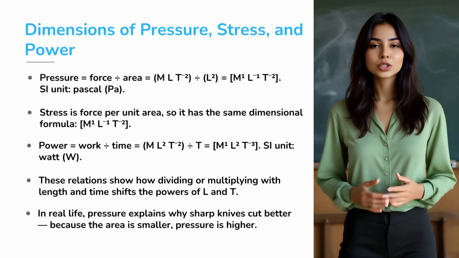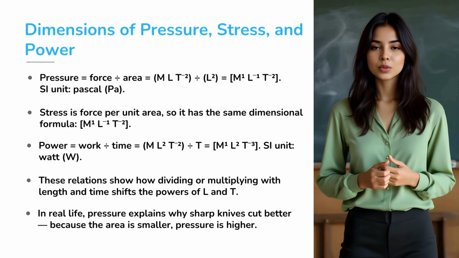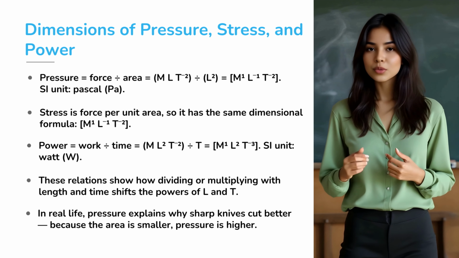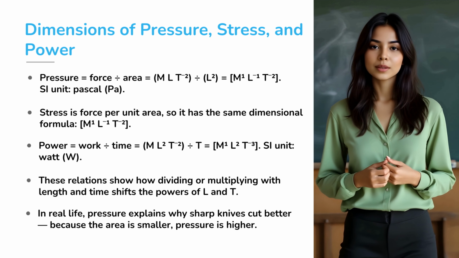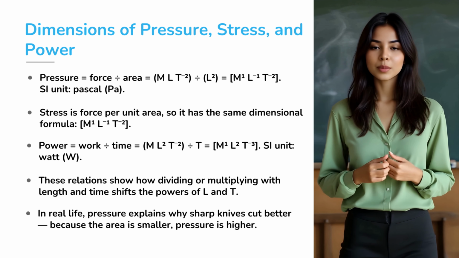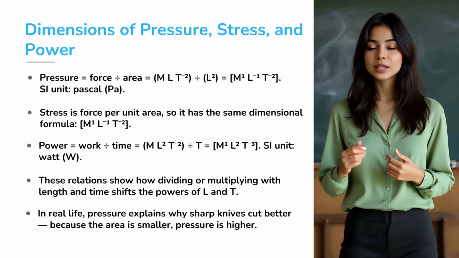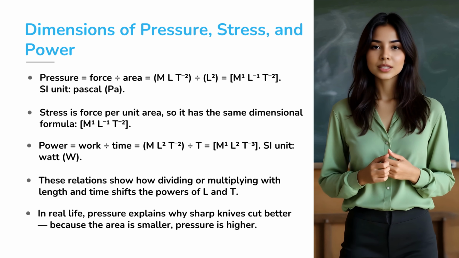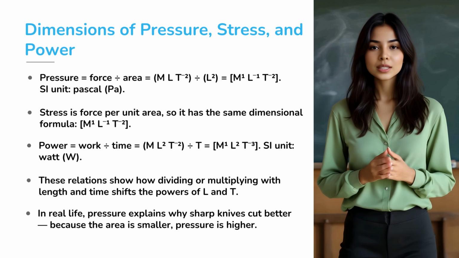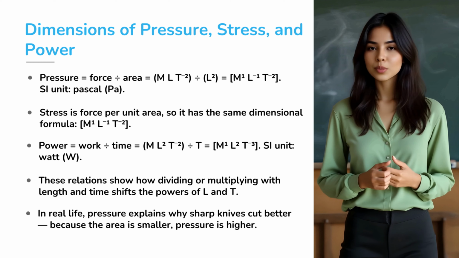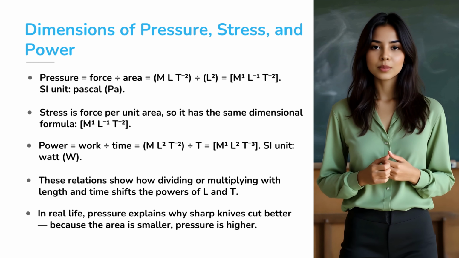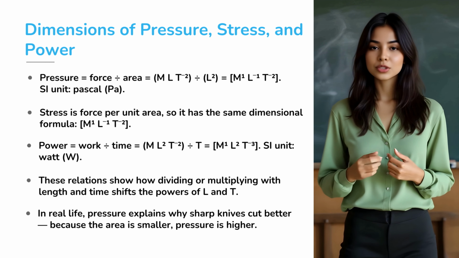Next, let's explore pressure, stress, and power. Pressure equals force divided by area. Force is mLt to the power minus 2, area is L squared. Dividing, we get mL to the power minus 1 t to the power minus 2. The SI unit is Pascal. Stress is also defined as force per unit area, so it shares the same dimensional formula, mL to the power minus 1 t to the power minus 2.